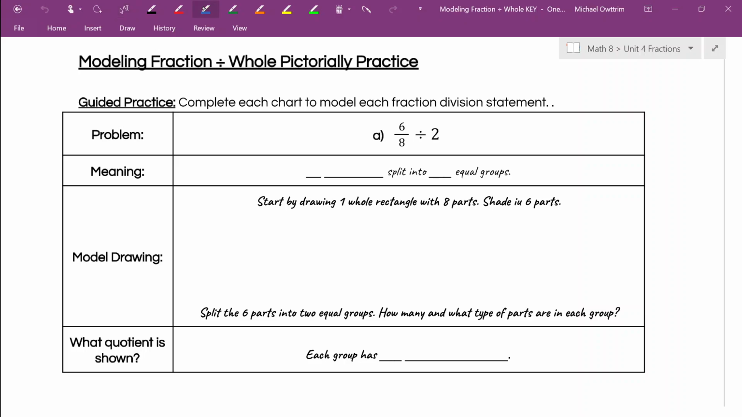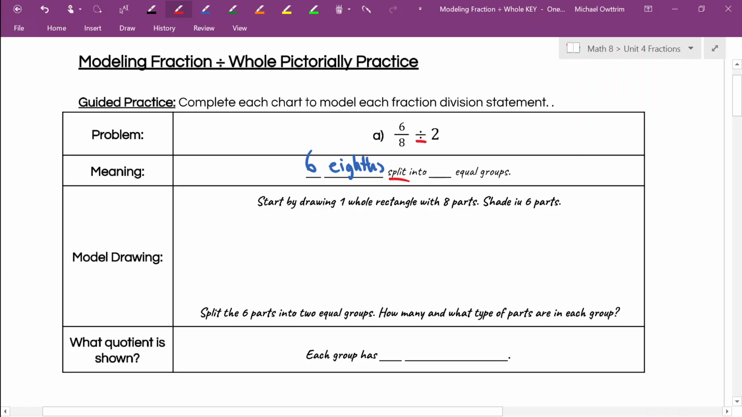Hello class, today we are taking a look at how we can model dividing a fraction by a whole number. When we have our division statement, our first number, regardless of what it is, is the amount that we have at the start. So our fraction here is 6/8, and our divide sign is our "split into."